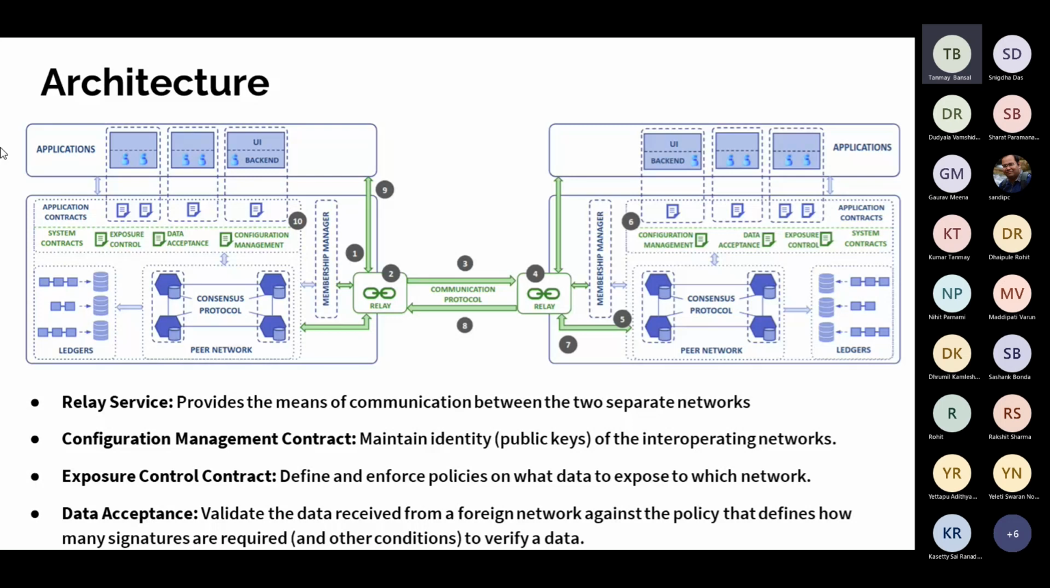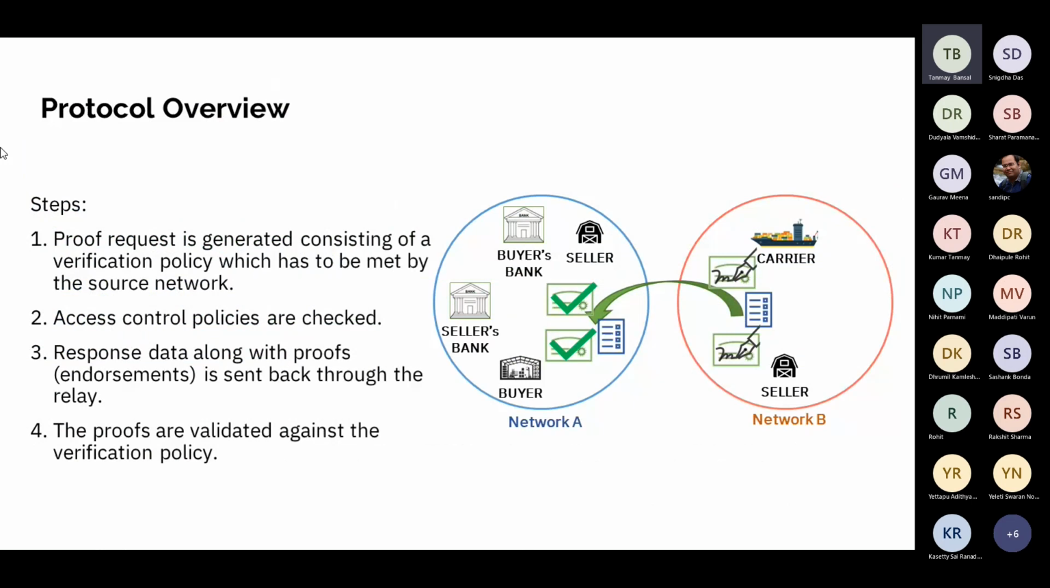So that is what is detailed here, that the steps are: a proof request is generated consisting of a verification policy which has to be met by the source network. You see that on the source network this is being done, and the access control policies are checked whether indeed it is okay to send this data to the destination network. The response data along with proofs is sent back through the relay, and the proofs are validated against the verification policy in the destination network. So these are the broad steps.